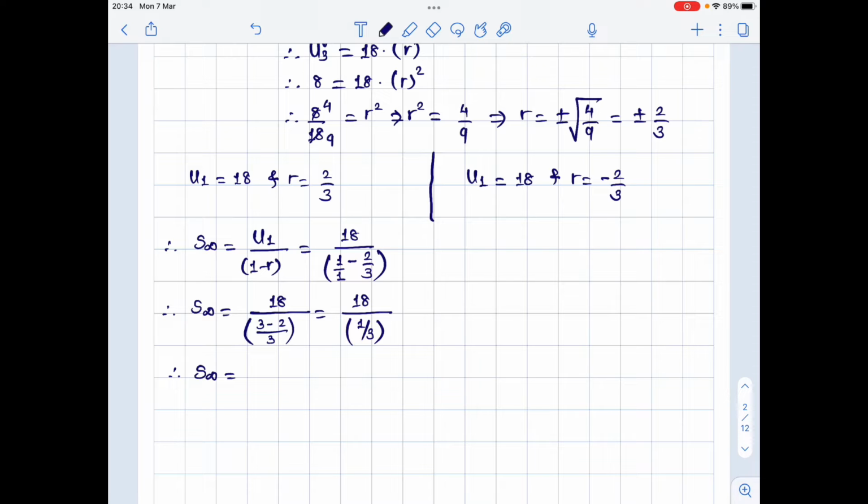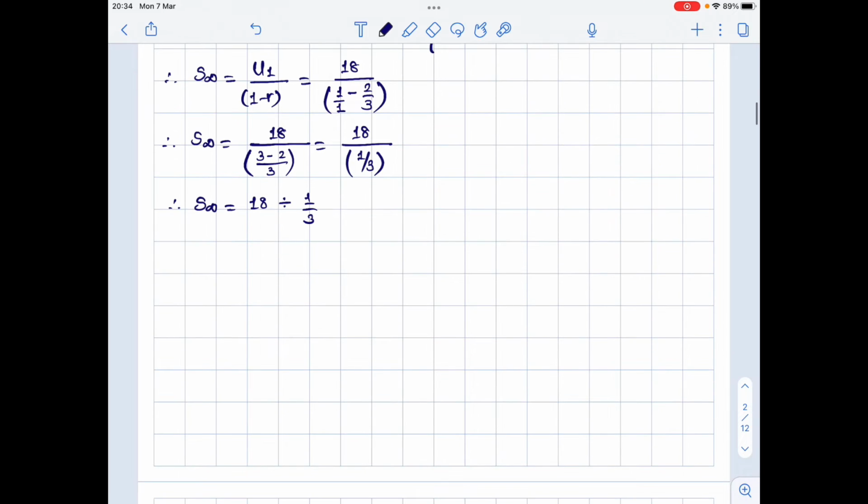So S infinity is equal to, if you don't know how to do the fractional division, you always write like this. Division, this is the main division sign, and write down 1 over 3 as it is. This gives you 18. When you convert division into multiplication, they will switch their position. 1 over 3 becomes 3 over 1. So S infinity in the first condition is 54.